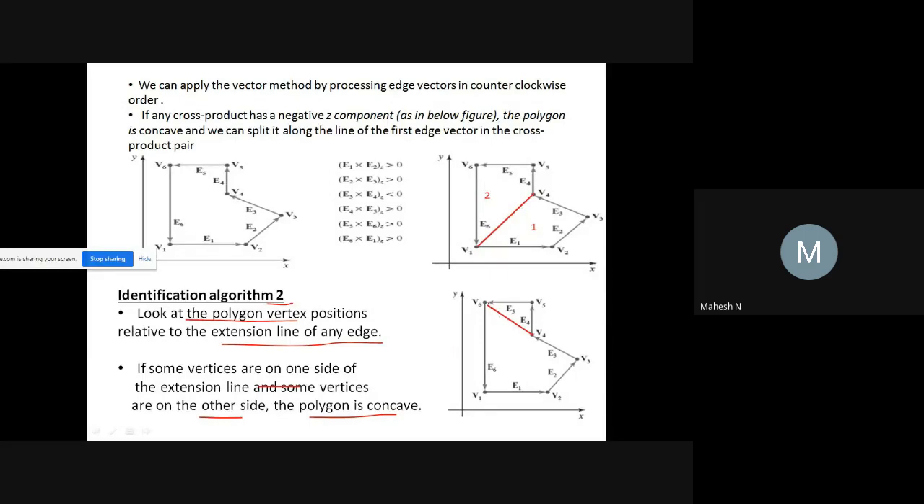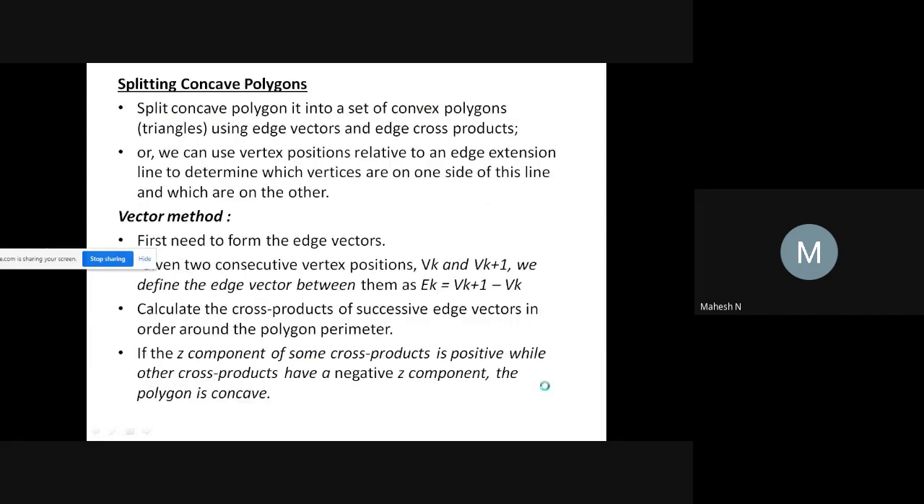So I will extend the edge. When I extend the edge V3, V4, I can clearly make out that V1, V2, V3, V6 are on one side of the polygon and V5 is on the other side of the polygon. So I will come to the conclusion that yes, my polygon is a concave polygon.